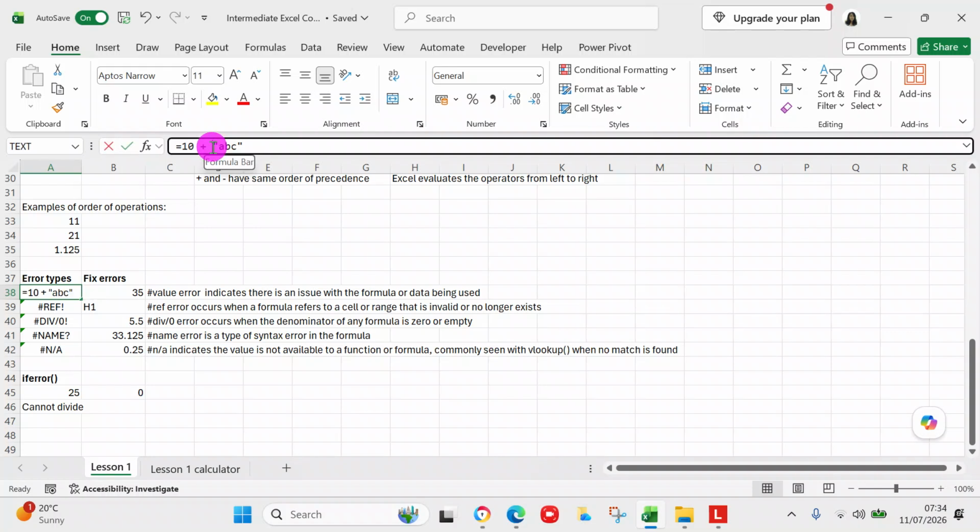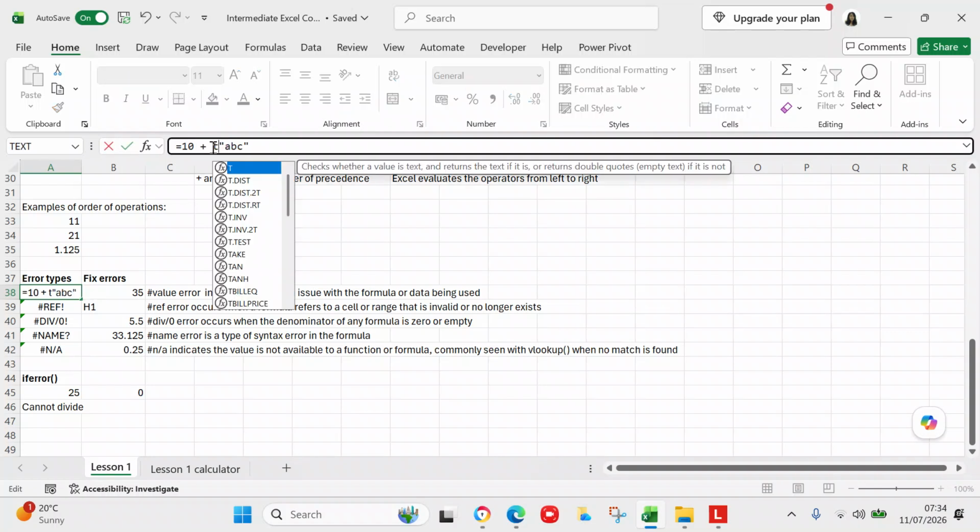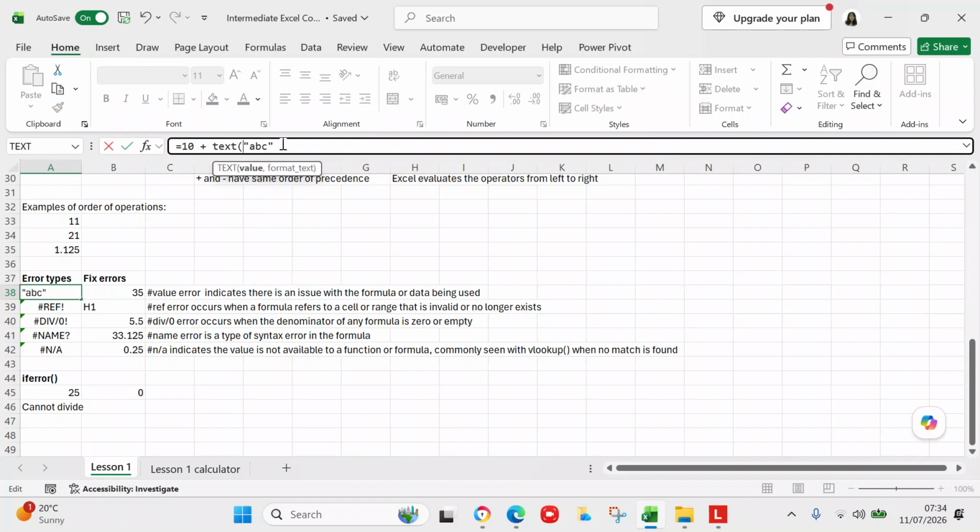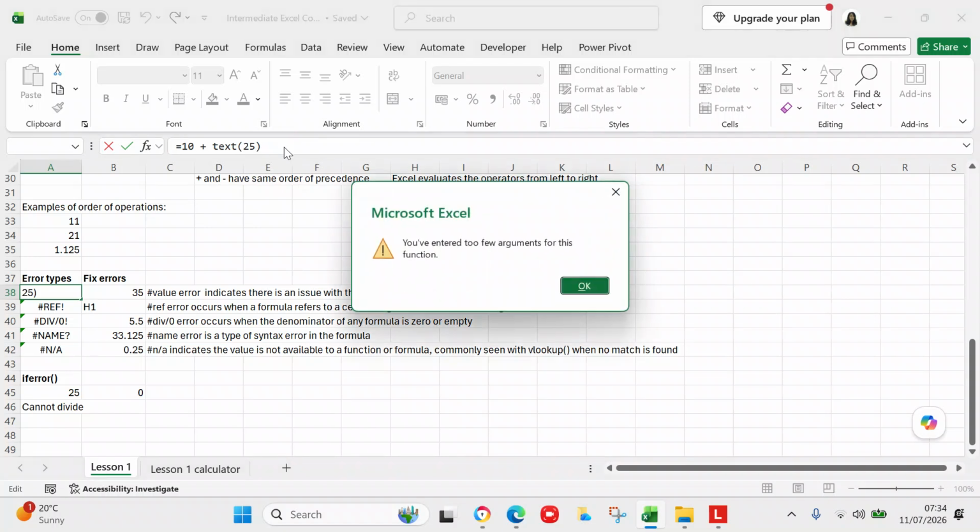Let's just try something. I just want to try something quickly. I'm just making it up as I go along, so it might not work, but let's try.